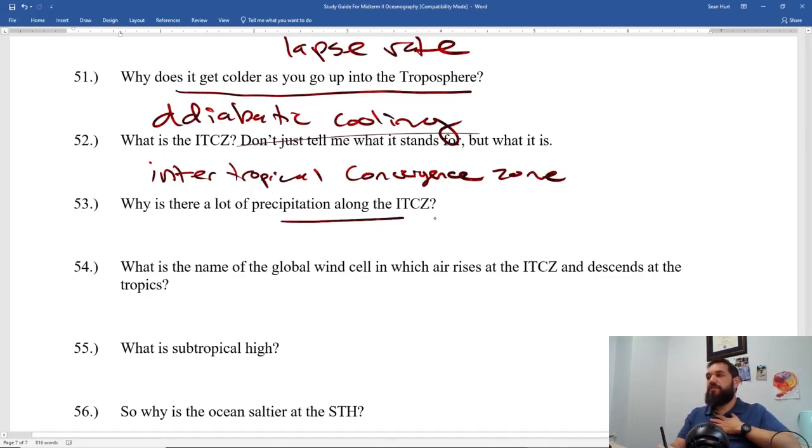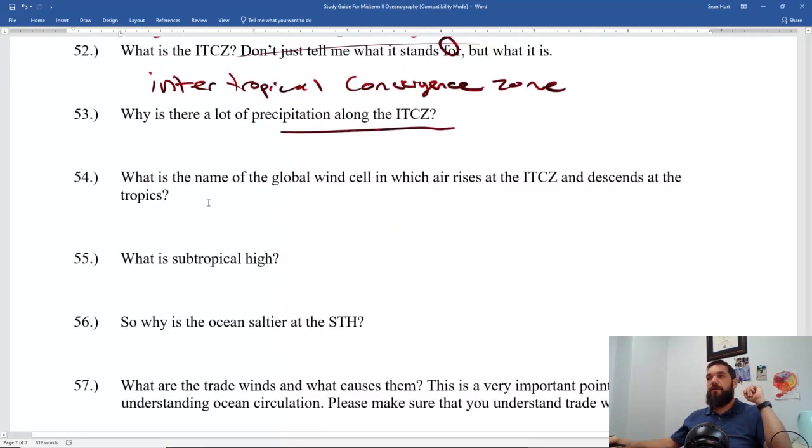Okay, why is there a lot of precipitation on the ITCZ? I just explained that. Air is coming together at the ITCZ. It's converging. It moves up. It cools down due to adiabatic cooling. It condenses, and then it precipitates. So it's a global belt of low pressure, a global belt of precipitation. It goes around the entire globe. What is the name of the global wind cell in which air rises at the ITCZ and descends at the tropics? That's the Hadley cell.